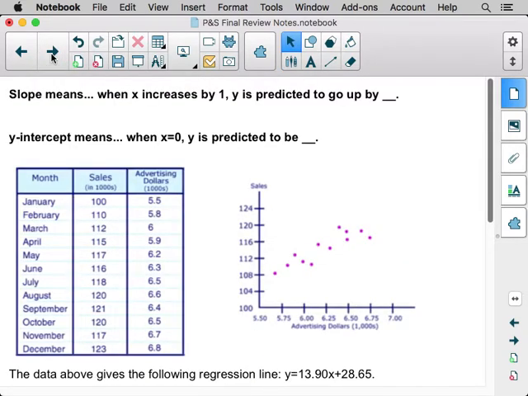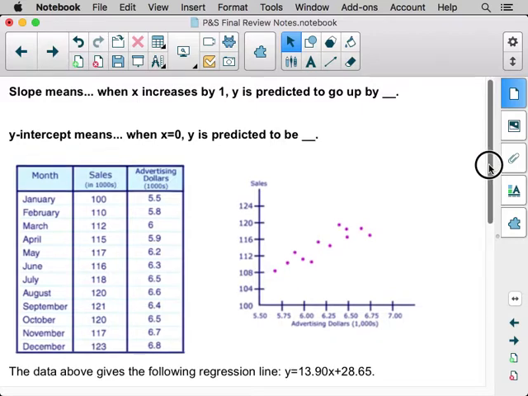So let's really quickly also discuss the interpretations of these things. Two other things that can pop up are, what does slope actually mean? What does the y-intercept actually mean? Well, slope is saying when x goes up by 1, it is telling you how y is predicted to change. And the y-intercept is saying when x is 0, y is predicted to be whatever that y-intercept is.